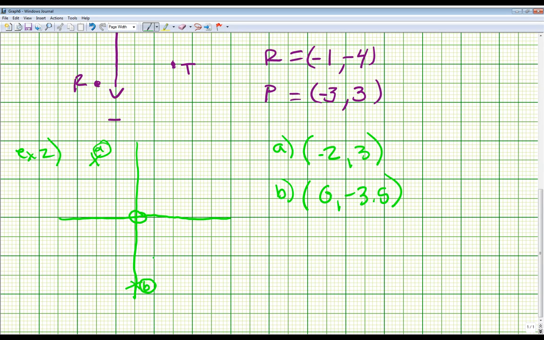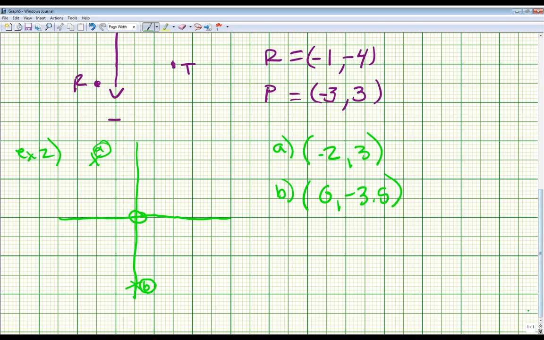And then they ask us to describe the location of each point. Well, for that, we could just say point A is going left 2 lines and up 3 lines. Point B is just going down 3.5 lines because you don't have to move right or left. That's how you would describe their locations.